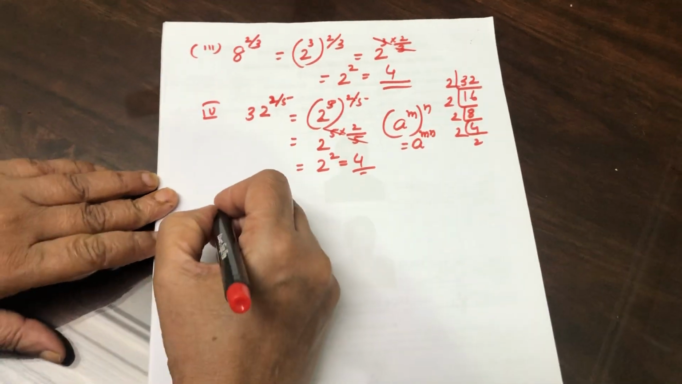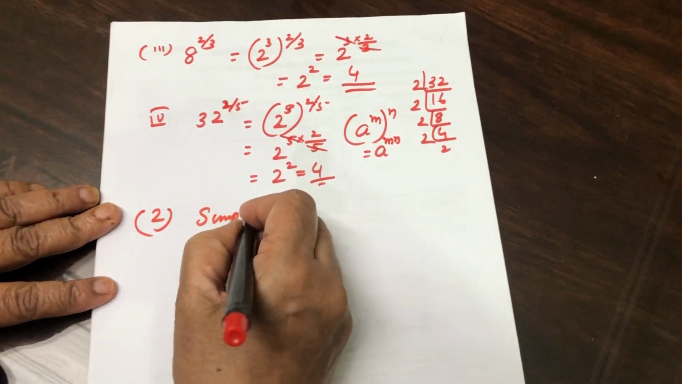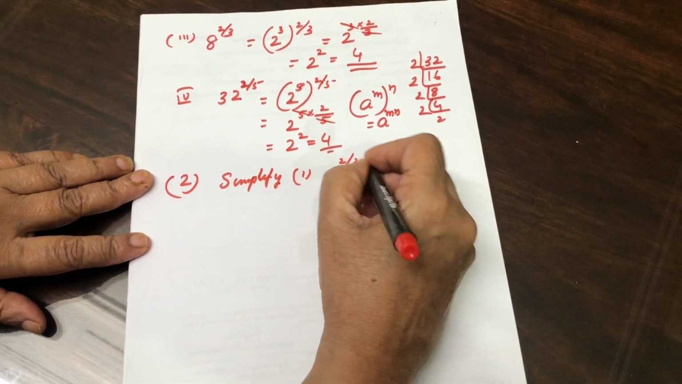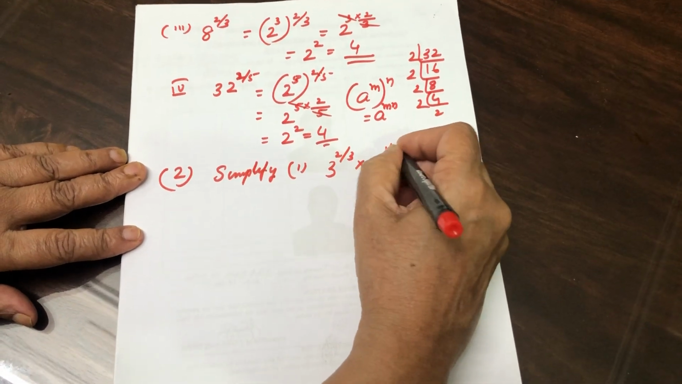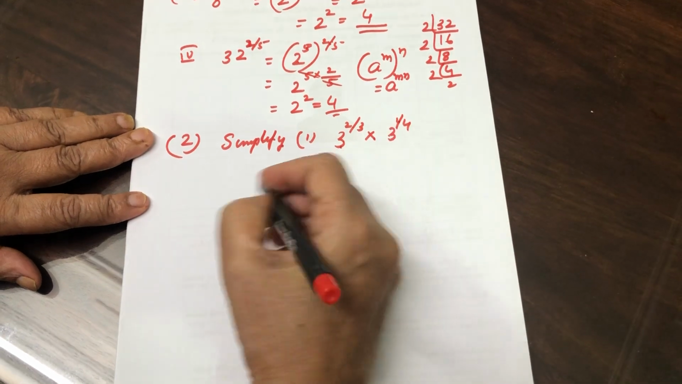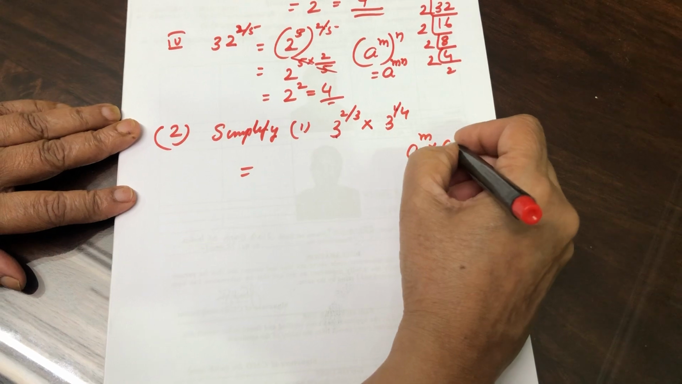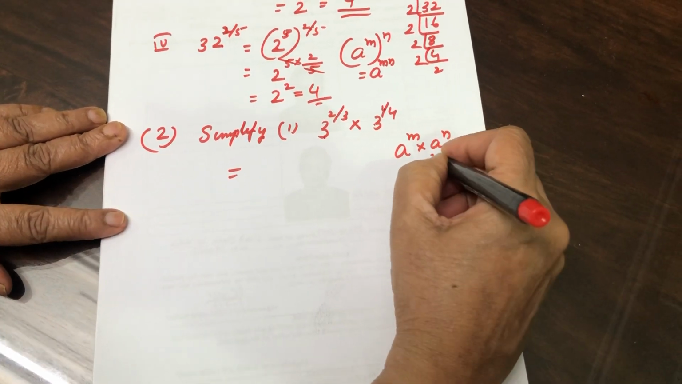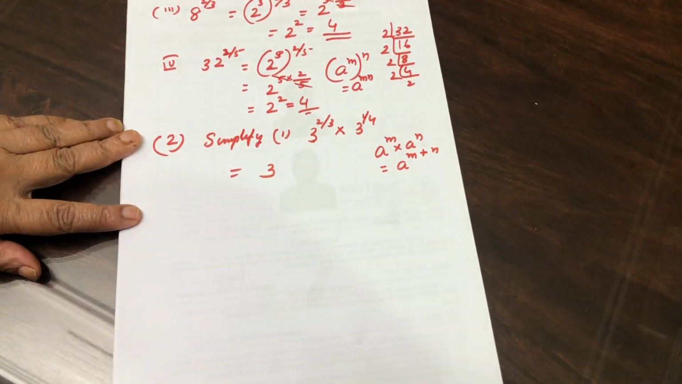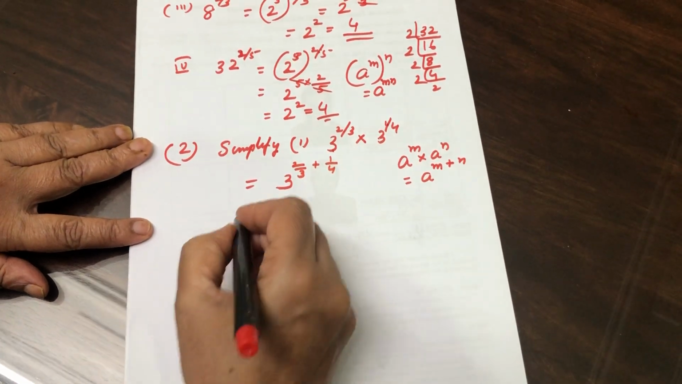So question number 2, again simplify. First one, 3 raised to 2 by 3 into 3 raised to 1 by 4. Here the base is the same, the exponent is different. So it is a multiplication. So you can apply a raised to m into a raised to n is a raised to m plus n. So this is 3 raised to 2 by 3 plus 1 by 4.